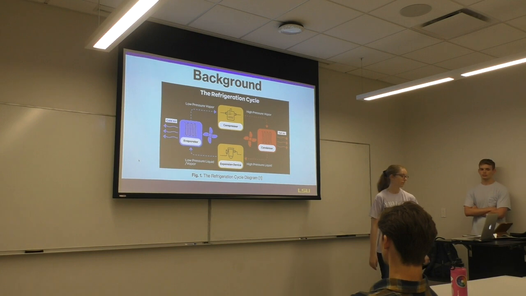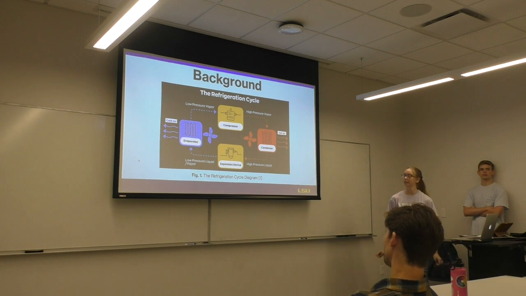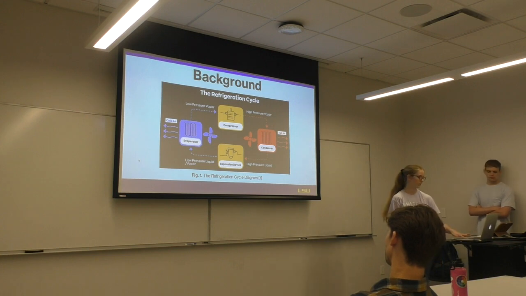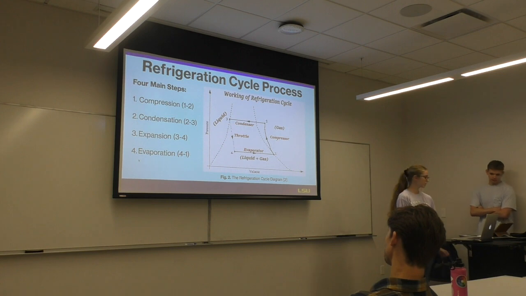So here's the background. This is how heat pumps work. And the main goal is to take heat from a low temperature source and inject it to a higher temperature source. Evaporator, expansion, condenser, and compressor. The refrigeration cycle process has 4 main steps.